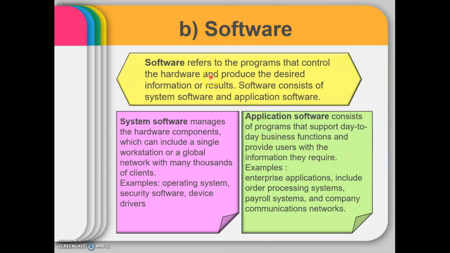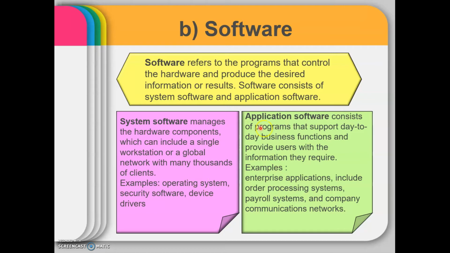Moving on to the software. Software refers to the programs that control the hardware and produce the desired information or result. It consists of system software and also application software. System software manages the hardware components, which can include a single workstation or a global network with many thousands of clients. For example, system software includes the operating system (OS), security software, or device drivers.